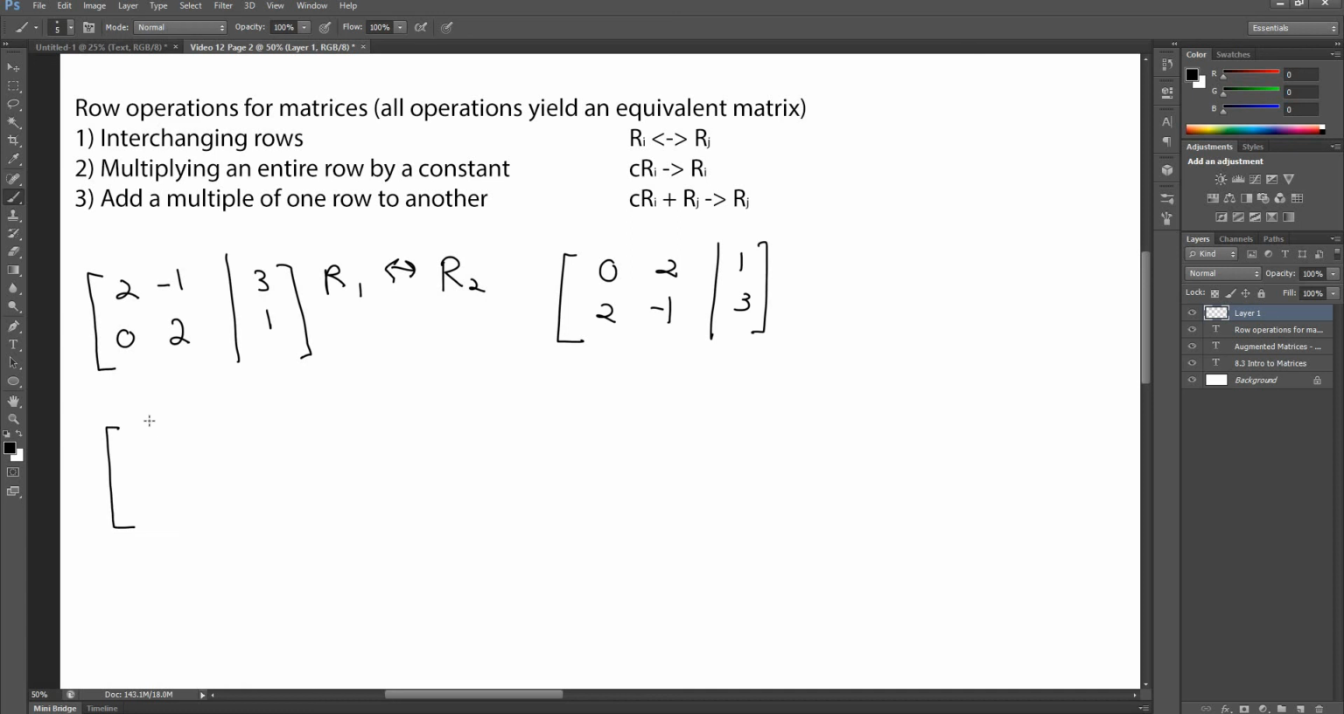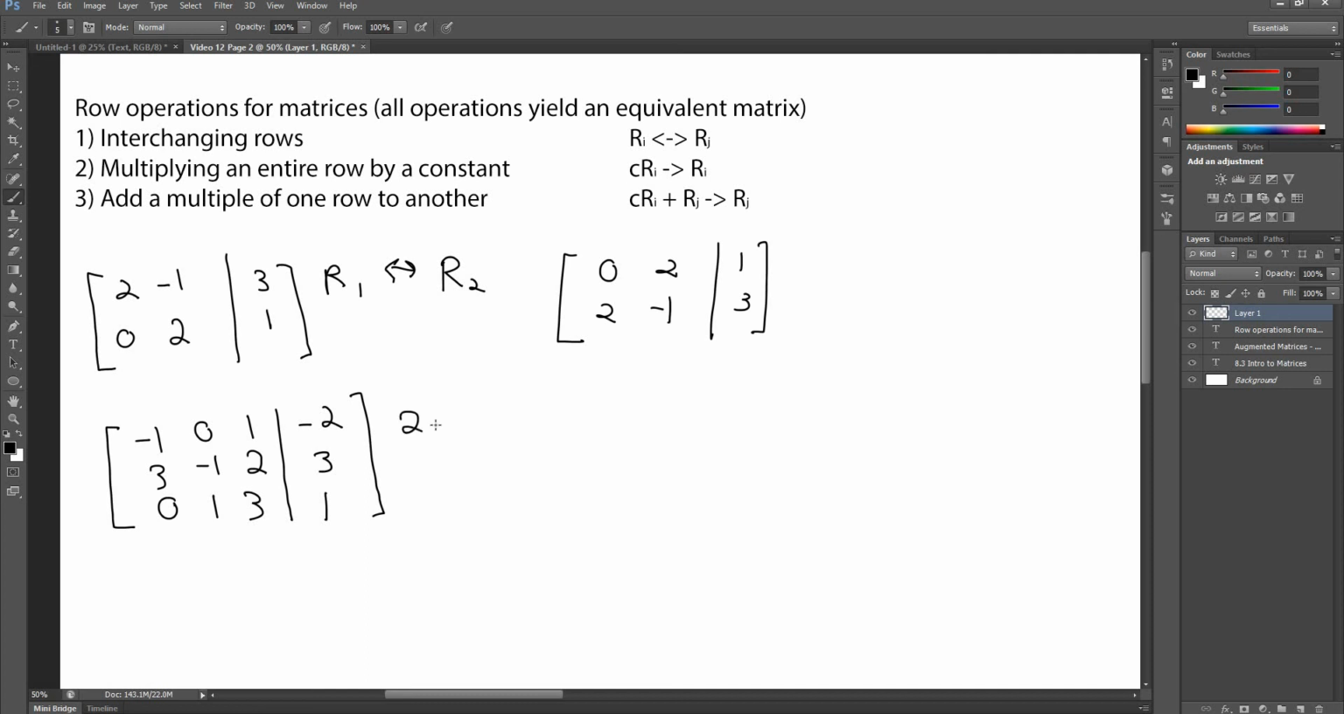Another example would be negative 1, 0, 1, negative 2, 3, negative 1, 2, which is equal to 3, 0, 1, 3, and is equal to 1.